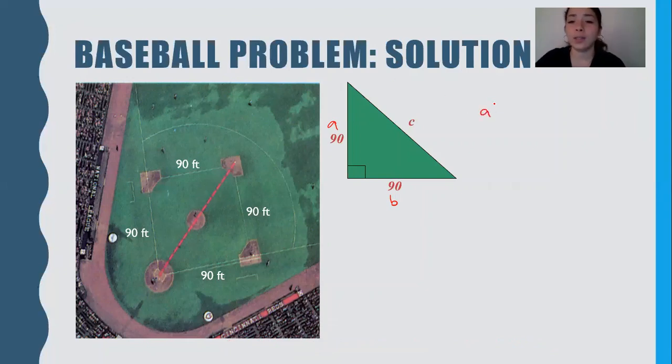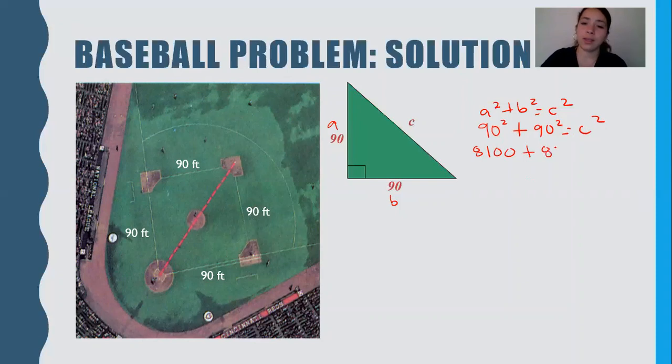So we have A squared plus B squared equals C squared. So what's my A? What's my B? And what's my C? We don't know that. And then we would go ahead and, what's 90 squared? So I know that 90 times 90 is 81 with 2 zeros, so that's 8100, is equal to C squared. Once you add those up, it's equal to C squared, and then you find the square root.